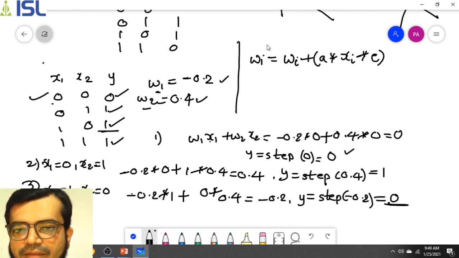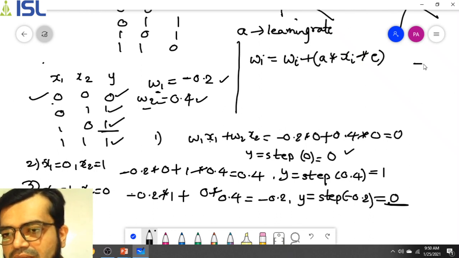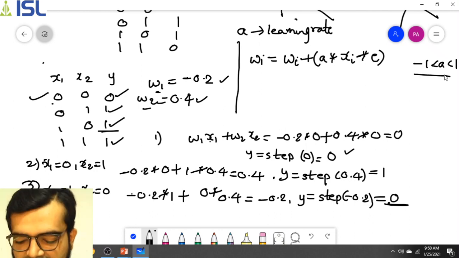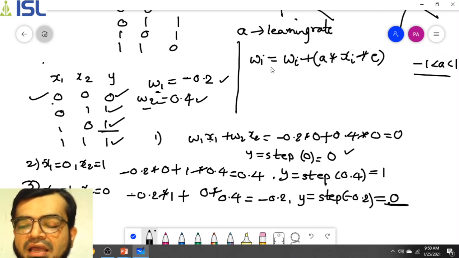And what is a? A is called the learning rate, and this learning rate value will be between minus 1 and plus 1. Remember, you have to take the learning rate value between minus 1 and plus 1. The learning rate is the rate at which you are learning this algorithm, so that the values are updated accordingly.